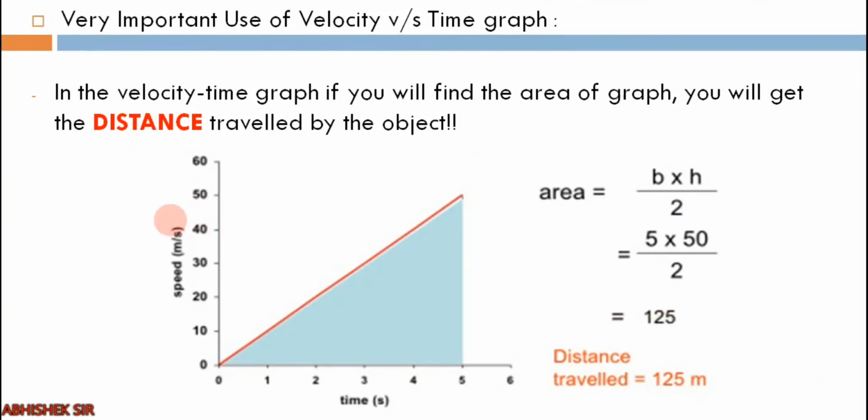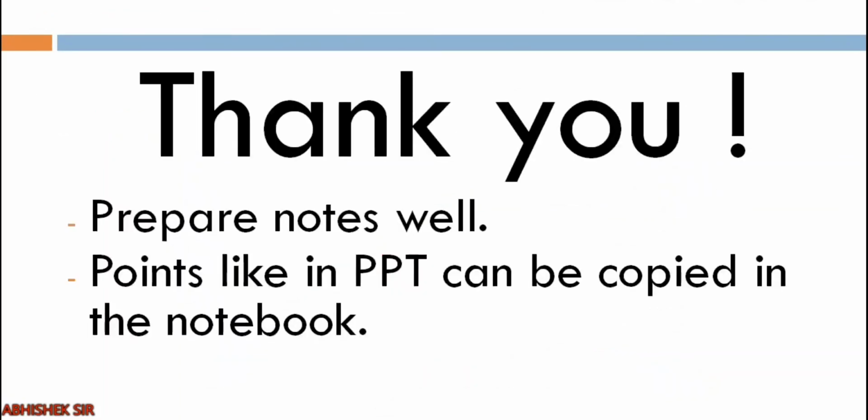Even though in this graph, listen very carefully, no information was there related to distance, only speed or velocity and time was given. But using this trick, finding the area of this triangle, half base into height, half into 5 into 50, we got 125. That means during this time interval, the object has traveled 125 meter. So it is very easy. Listen carefully and you will understand the whole thing.